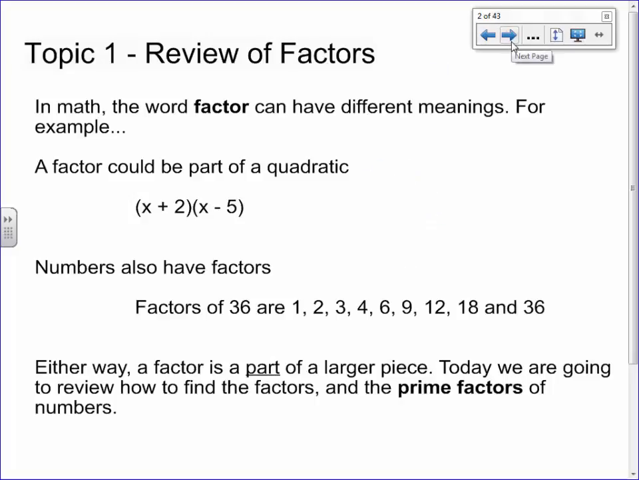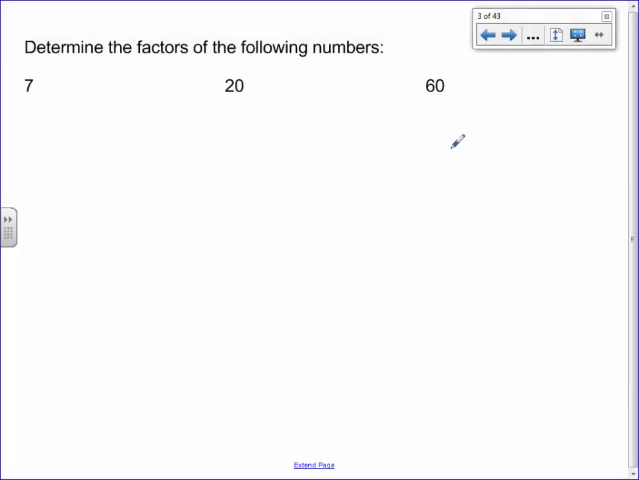Okay, so we know what a factor is. A factor is a smaller piece of a larger number. So when we look at the factors of 7, what are our factors of 7? 1 and 7. So 1 and 7. Okay, so our factors of 20. Somebody give me some factors of 20. Okay, 1 and 20. We could break this down to 10 and 2.